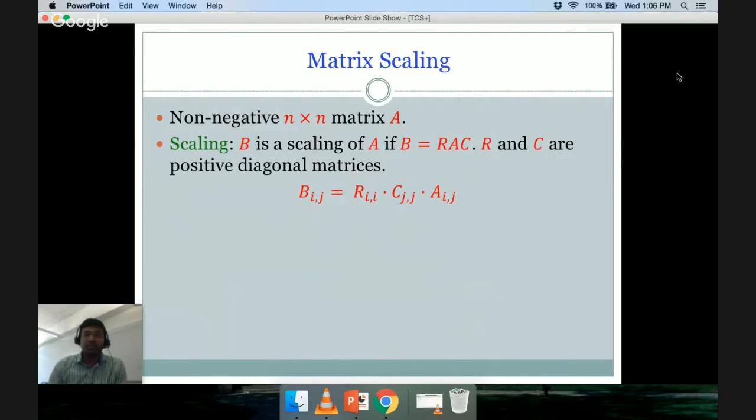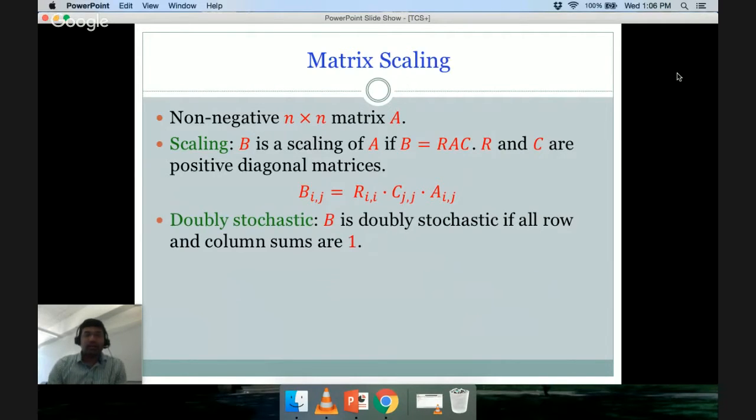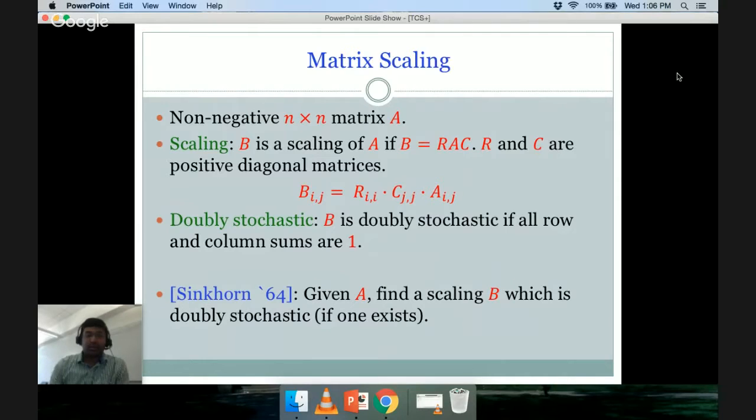So if there are such R and C positive diagonal matrices, then B is called a scaling of A. And B is called doubly stochastic if all its row and column sums are 1. Okay. Now, Sinkhorn in 1964 studied the following question: given a non-negative matrix A, find a scaling of it B which is doubly stochastic, if one exists.